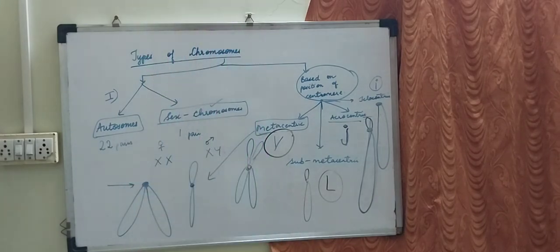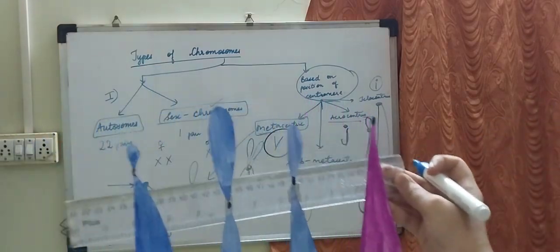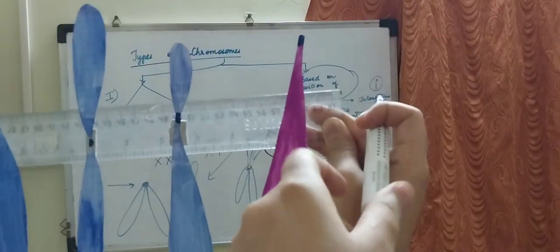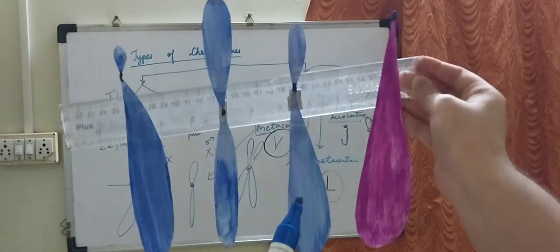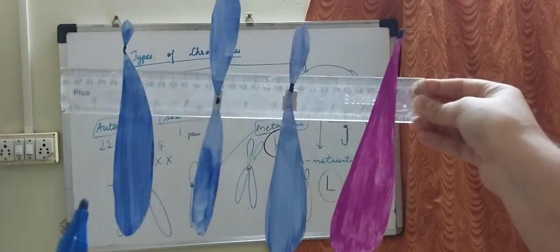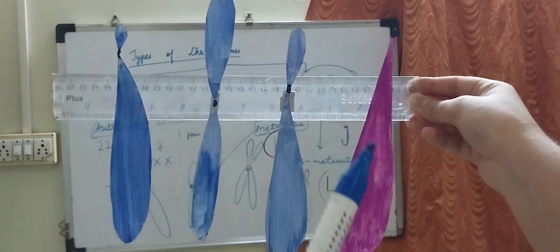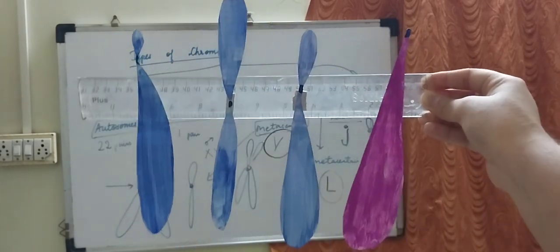So this is about all the types, and I will show you once again. These are the types. The first one which I have shown here is submetacentric, and the second is metacentric, and this is, okay, the first one is acrocentric. I told it wrong. This is acrocentric, this is metacentric, submetacentric, and this is telocentric. So you can see it well, I think. Yes, you can.